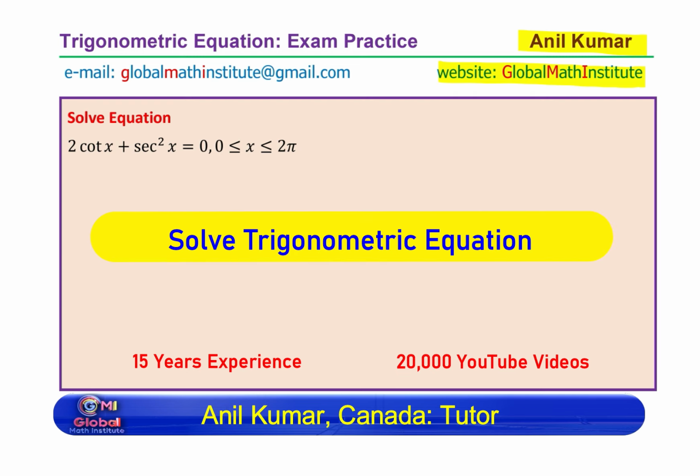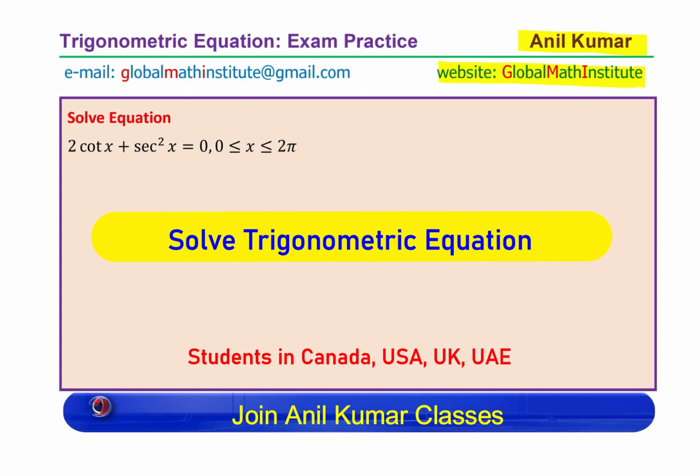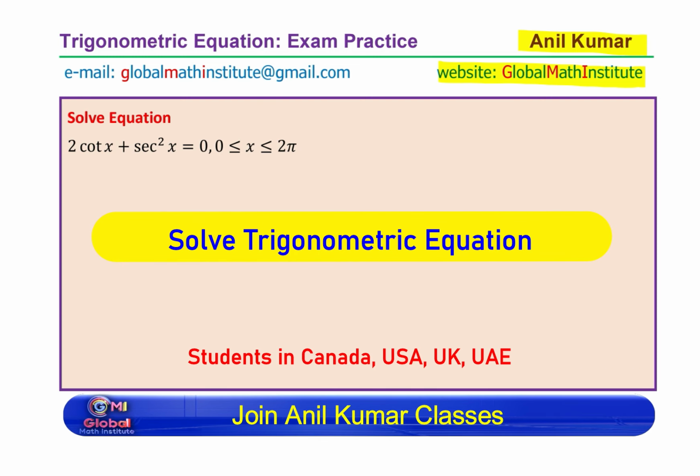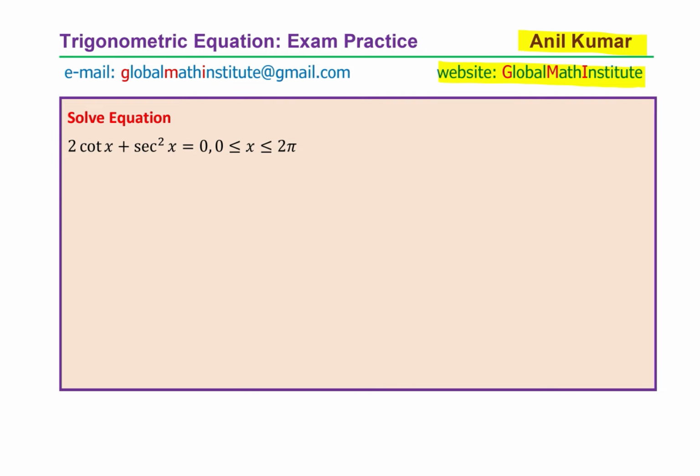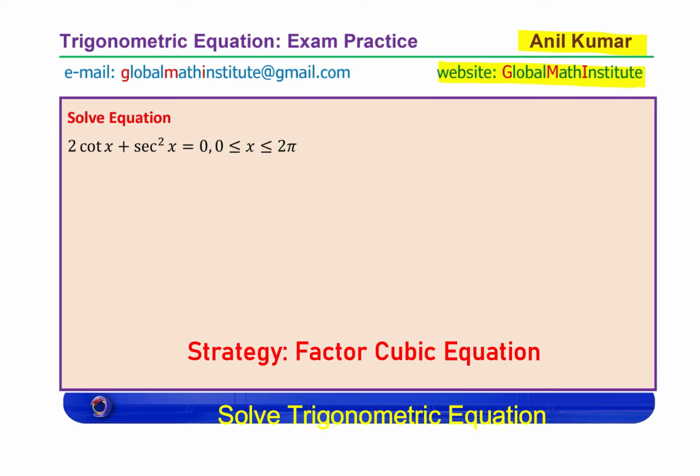Here is a very interesting test question. A trigonometric equation: 2 cotangent x plus secant square x equals 0, where x is between 0 and 2 pi. I'd like you to pause the video, answer the question, and then look into my suggestions.